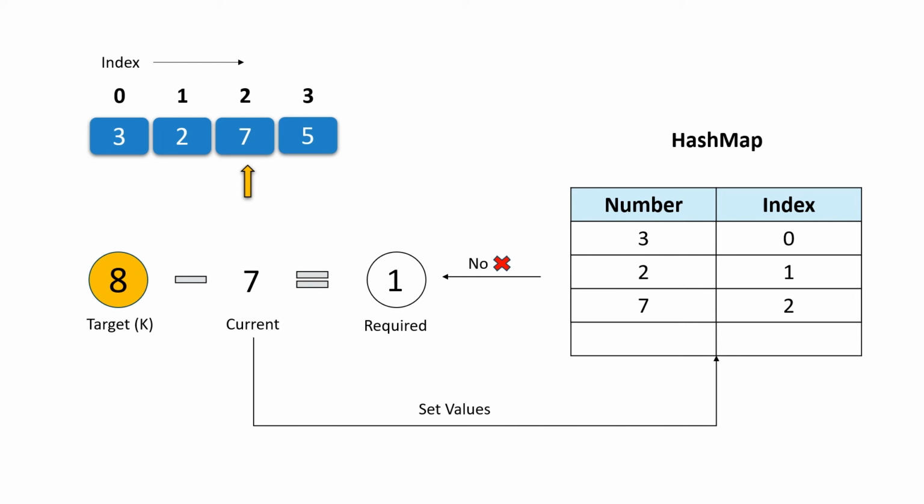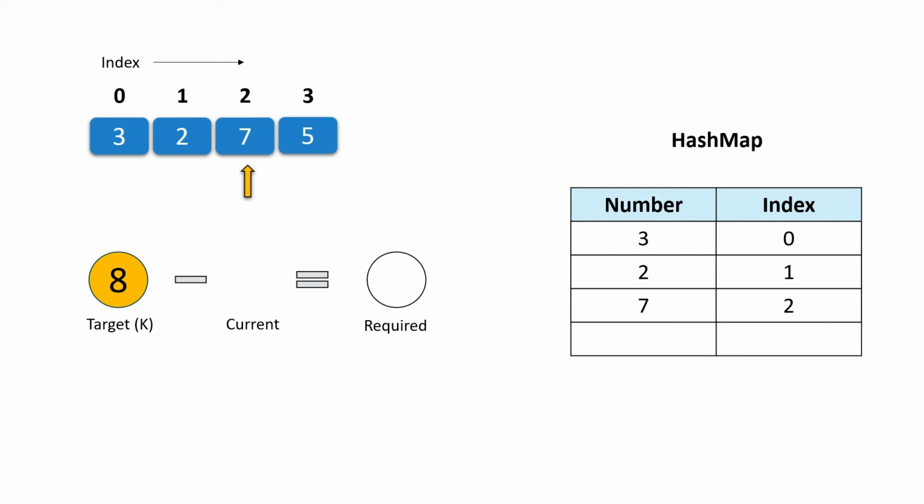Going to the next index, index 3. At index 3, our current number is 5 and our required number is 3. Is it present in the hash map? Yes, in this case it is present. You can see that the number 3 was present earlier from our traversal. And what exactly is its index? You can see that the index 0 is directly associated with the key number.